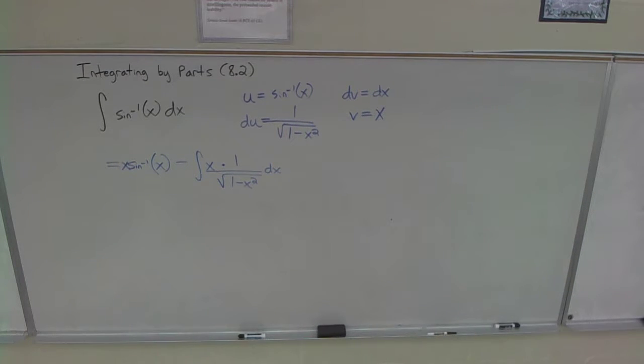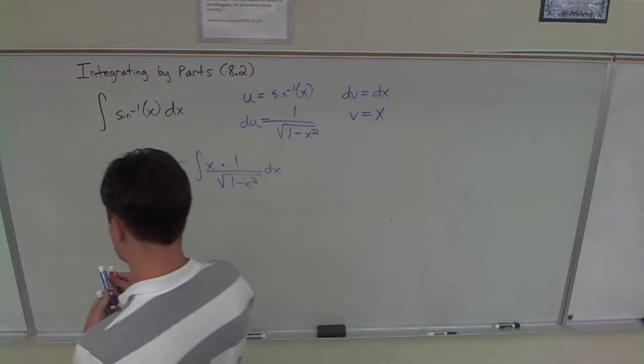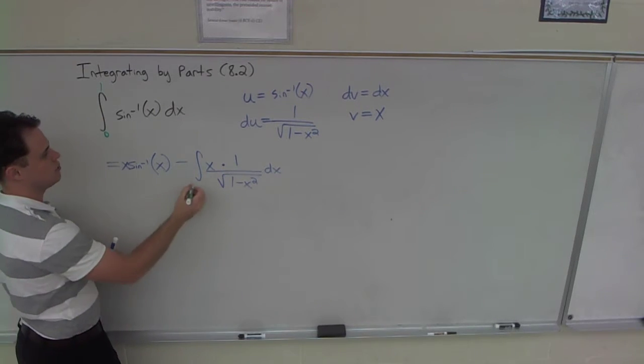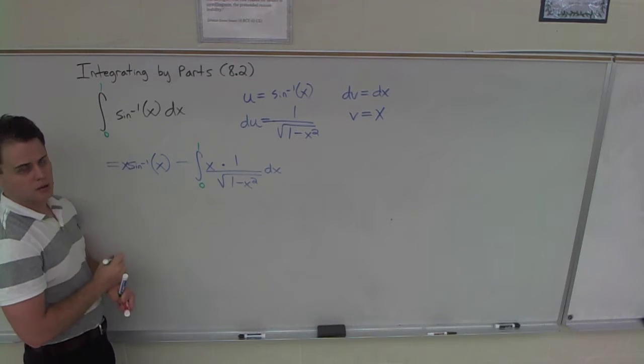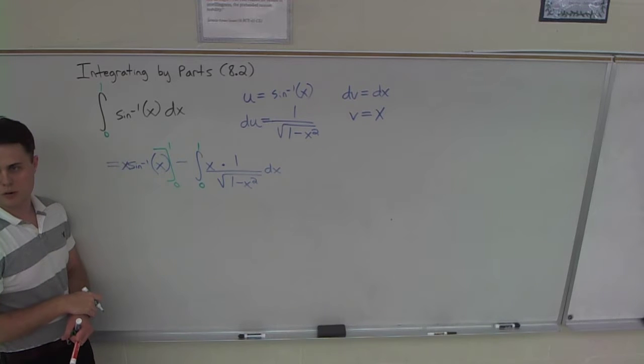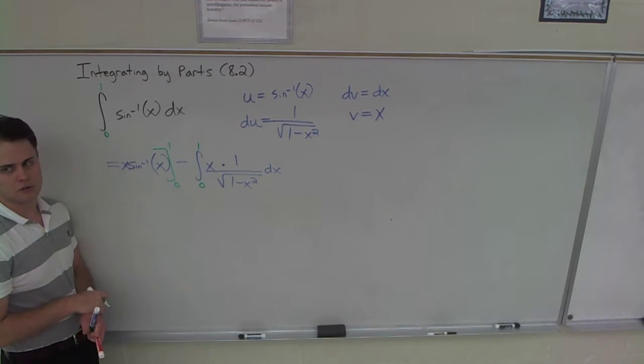I wanted to do this one with some limits of integration, so let me put those in here. I'll put them in green. Let's say they wanted to do this from 0 to 1. That means this needs to be 0 to 1. And this also needs to be evaluated with the fundamental theorem from 0 to 1. Okay? So that's something you've got to be careful about.